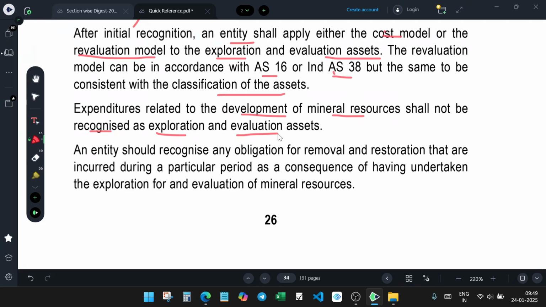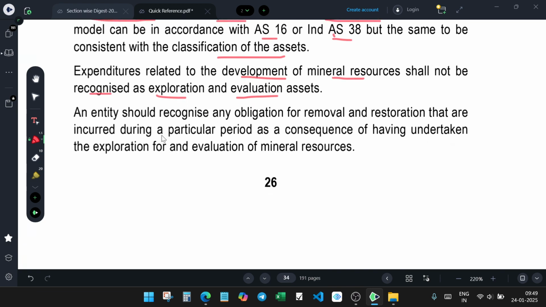We bought some land and did some cleaning. To get this exploration, we need to clean the land. We need to make some payments to some officers. These are expenses that cannot be included in the evaluation of the exploration asset. You can't put them as expenditure relating to the development of mineral resources.